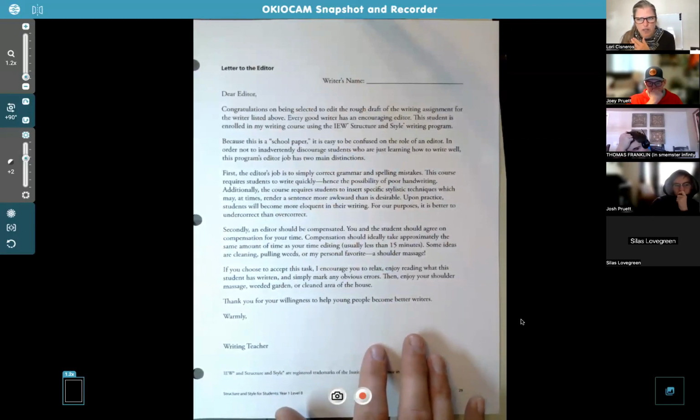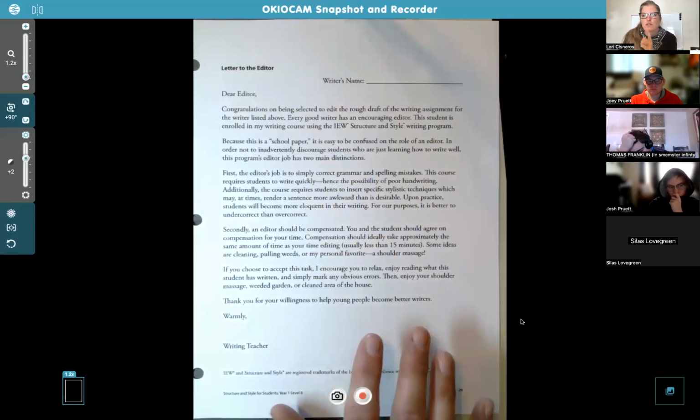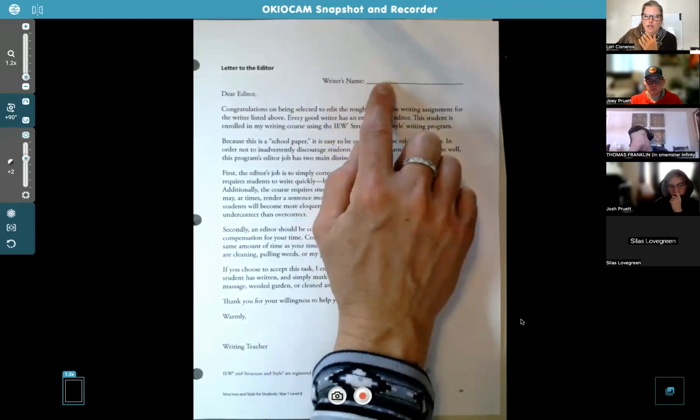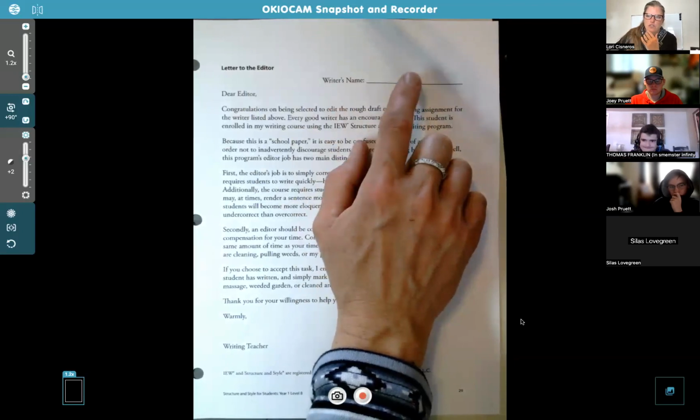If you have a bunch of spelling errors, don't worry about it. I don't expect your editor to fix all of them. Now, in real life, they would, right? You wouldn't want to publish something that has errors in it. But in this context with this class, I just want them to point out a few things that you need to fix if there's anything. So really quick, I just want you to write your name up here next to writer's name. Go ahead and put your name here.